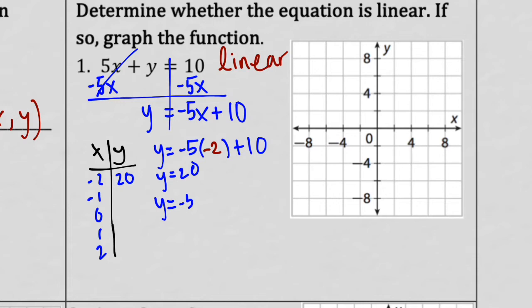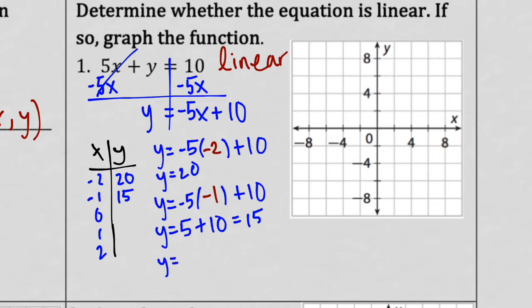Alright, let's do it again. y equals -5 parentheses plus 10. This time I'm plugging in -1. -5 times -1 is +5, so y equals 5 plus 10, which is 15. There you go. That one's 15. Do the next one. y equals -5 times x plus 10. In this one, we're going to plug in 0. So -5 times 0 is just 0, plus 10. That one's very easy, that one's just 10.